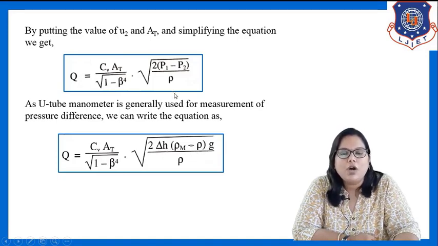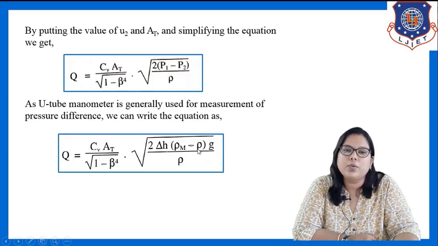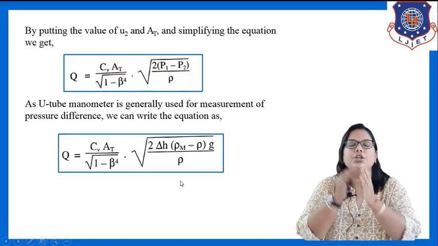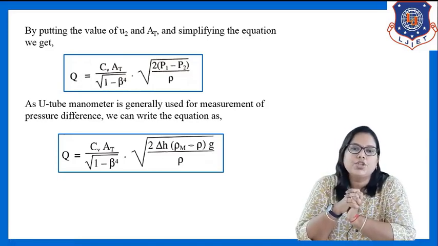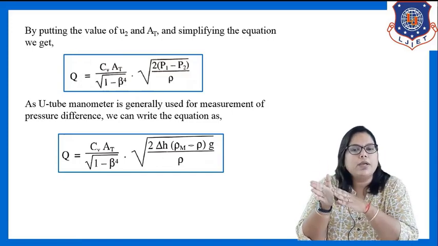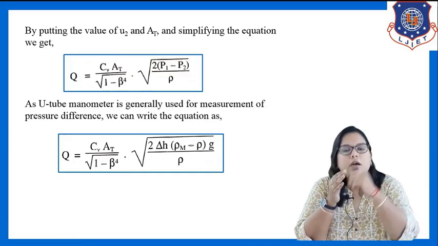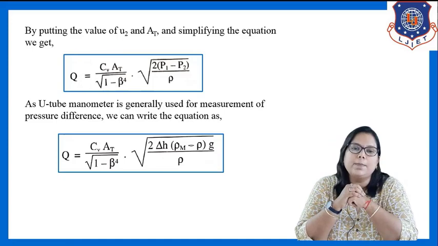Now, what do we do? Putting P1 minus P2 equals delta H (rho m minus rho) into G, which comes from the equation of U-tube manometer. So this is my final equation, or I can say this is my flow equation for Venturimeter. This equation we are going to use when we solve the examples of Venturimeter.